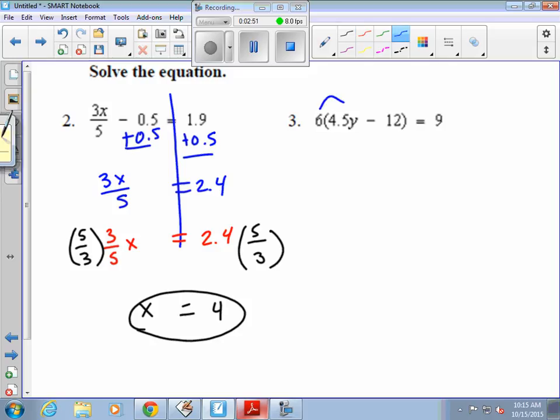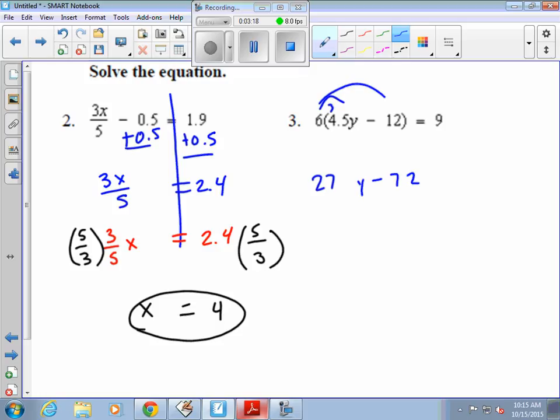6 times 4.5y. 6 times 5 is 30. 6 times 4 is 24, plus 3 is 27.0y, or simply 27y. There's no reason to write 0.0. You also need to distribute 6 to negative 12. 6 times 2 is 12. Carry a 1. 6 times 1 is 6, plus 1 is 7, so 72. A positive times a negative is a negative 72.